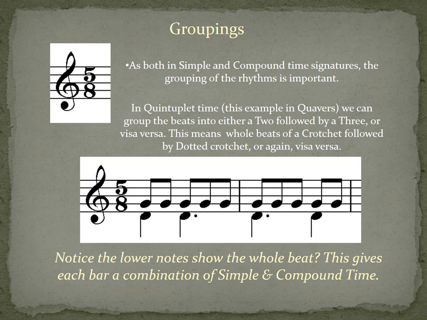If you look at the example at the bottom, 5 over 8, 5 quavers, you can see the notes with the stems up, that's 2 quavers followed by 3 quavers. So therefore, the stems pointing down gives you a crotchet followed by a dotted crotchet. The second bar is just the opposite way around. Instead of 2 and 3, it's now 3 and 2.